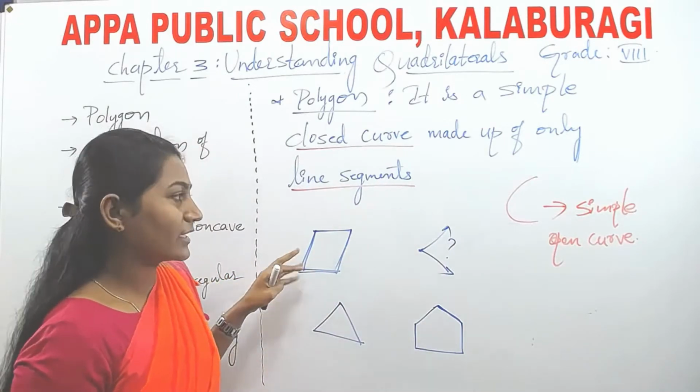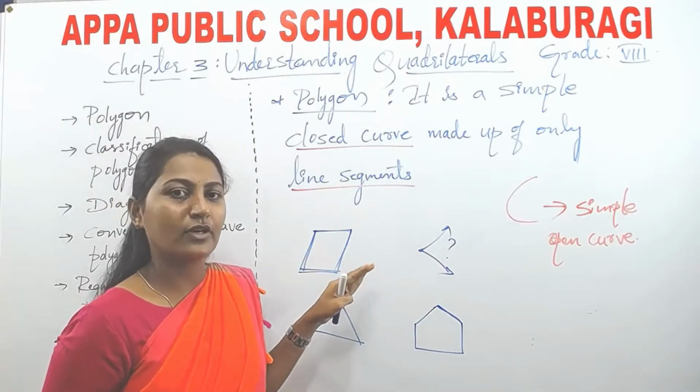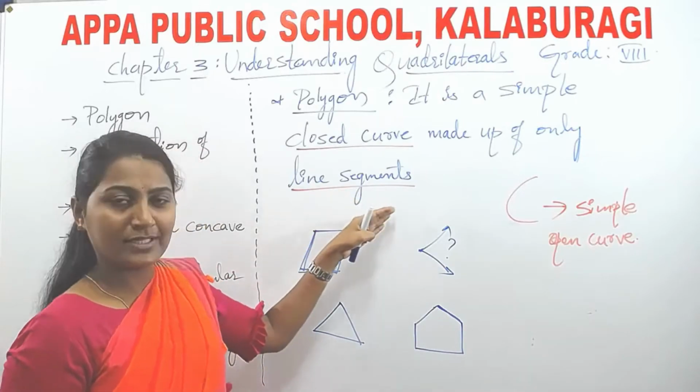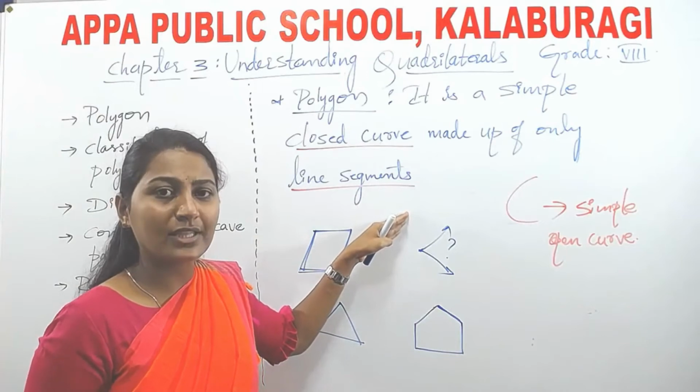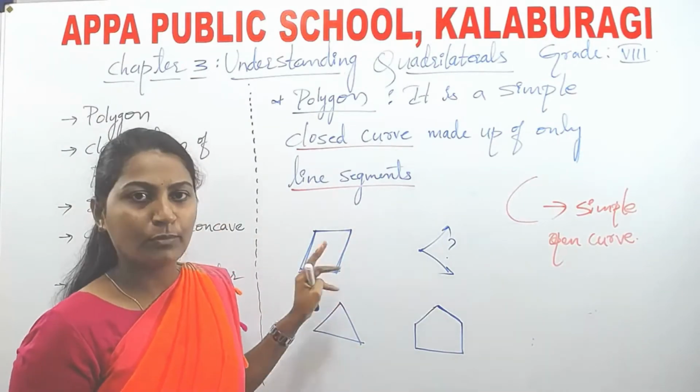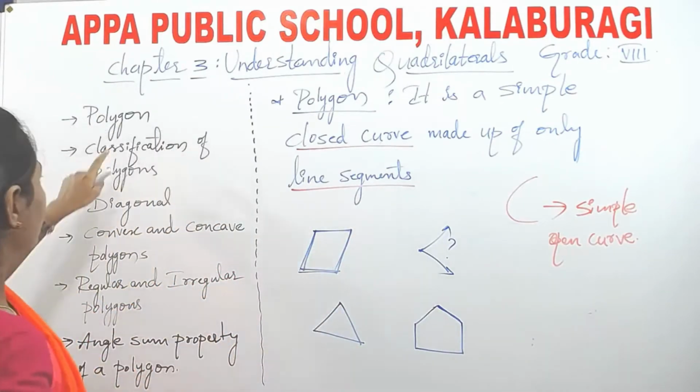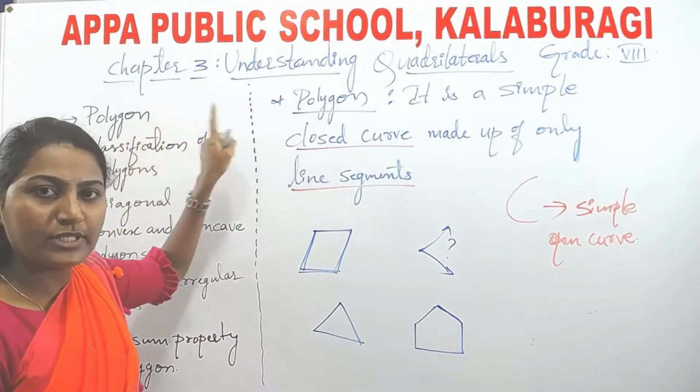Okay. So I hope you better understand the differentiation between the simple curve, simple closed curve, and a polygon. Okay. So a circle cannot be a polygon. Why? Because it is not made up of any line segments. You cannot see any line segments in a circle. Okay, children. So this was about the first terminology, polygon.